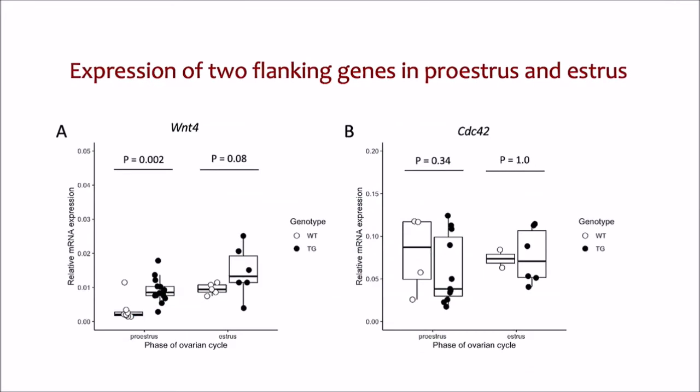and started looking at the flanking genes, of course. And what we see here is the actual effect that we find. It's at the time of estrogen, the Wnt4 actually increases in expression. It might seem little here, but it's actually four times.